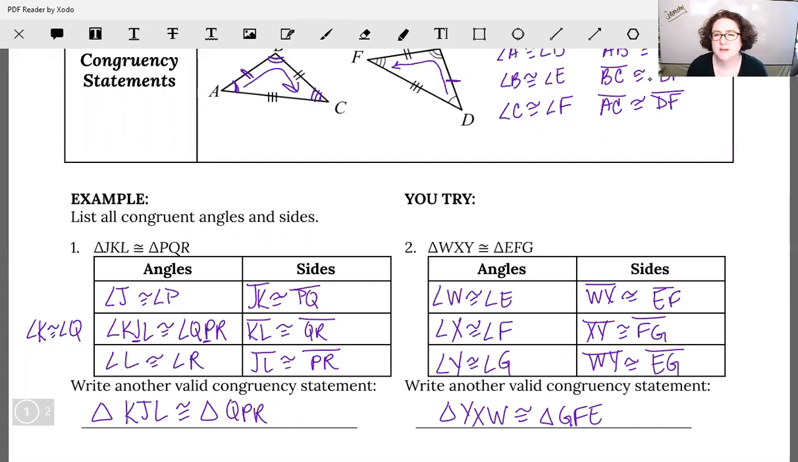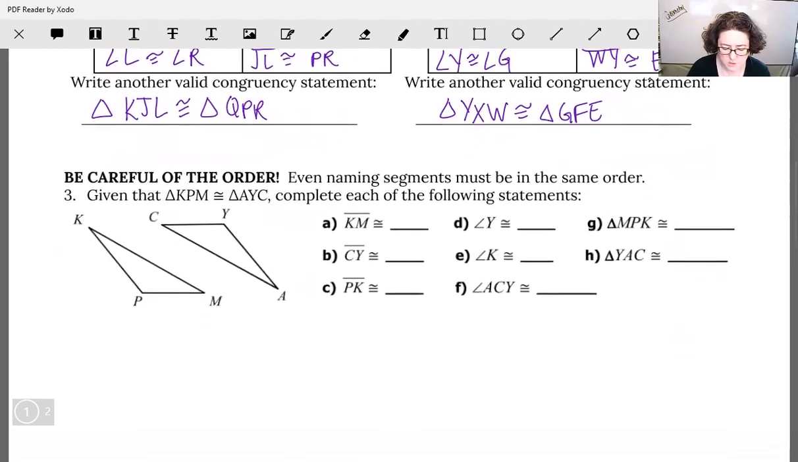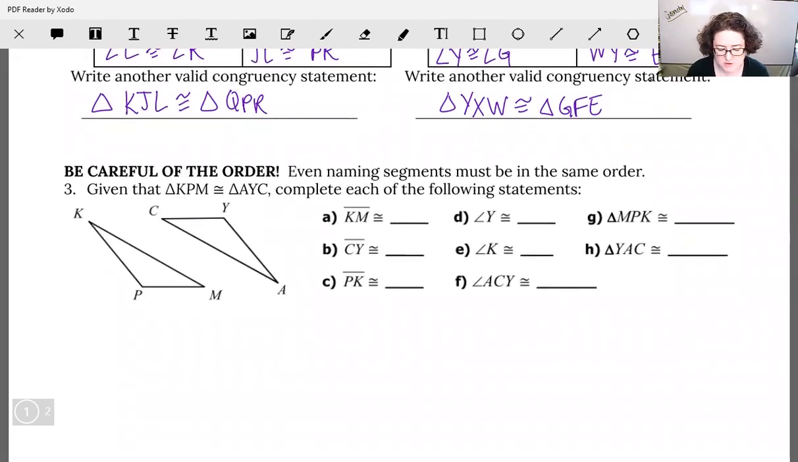And looking at number 3, you'll notice I gave you the names and I gave you triangles, but they're kind of twisted around on each other. So I could relate specifically to the diagram, but since they're twisted around, I might actually just use the names to help me out on those. So number 3, we're given that KPM is congruent to AYC, my 2 triangles.